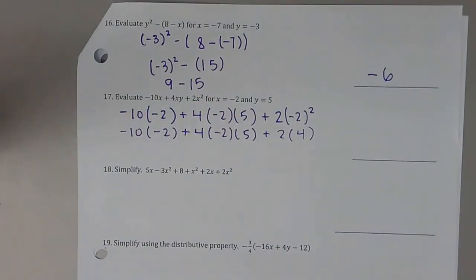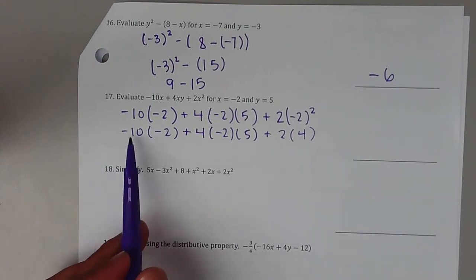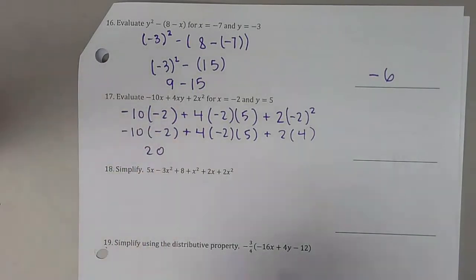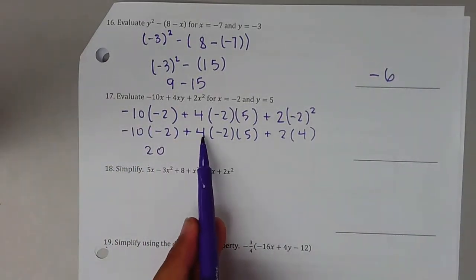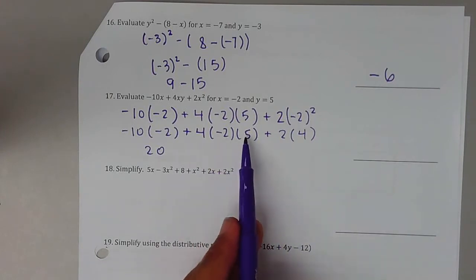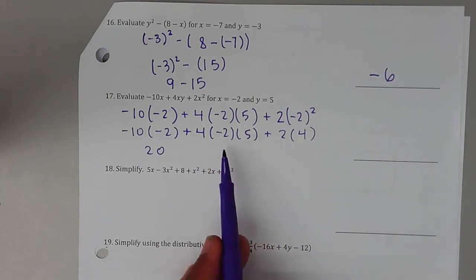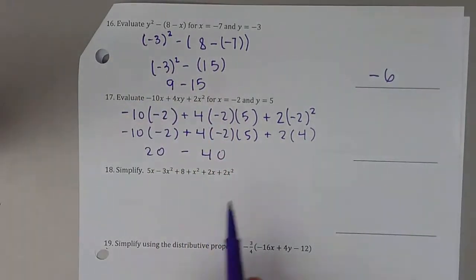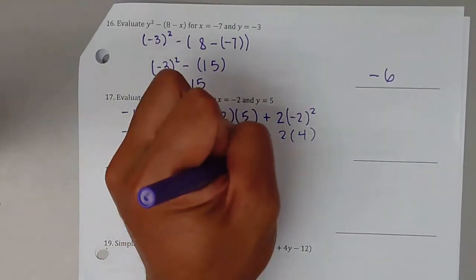All right, next we have multiplication. So we do multiplication from left to right. Negative 10 times negative 2, that gives us positive 20. 4 times negative 2 is negative 8. Negative 8 times 5 gives us negative 40 or minus 40. And then 2 times 4 gives us plus 8.